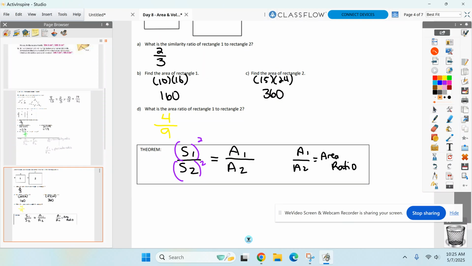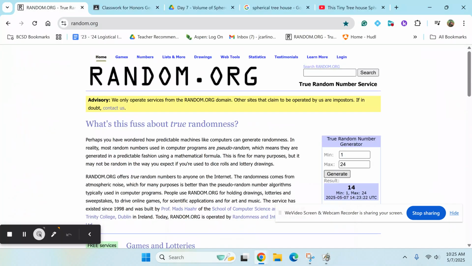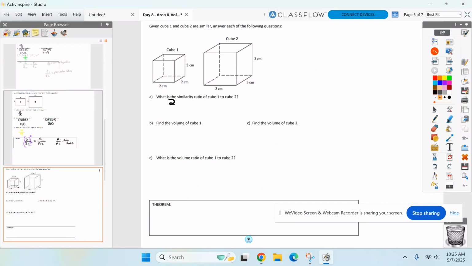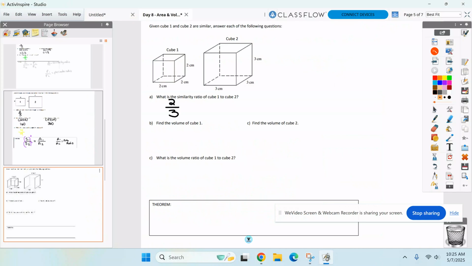Now that we've done all this, I think you can probably predict what's going to happen as we go to volume. I couldn't keep a rectangle because rectangles don't have volume, so I changed it into a cube. What's the similarity ratio from cube 1 to cube 2? Abby? 2/3, it remains the same. And what's the volume of cube number 1? Base area times the height. Connor, when you have that? For cube 1? Yep. 8. 2 times 2 times 2.